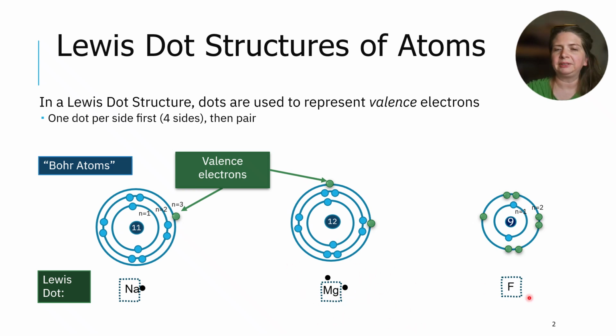Fluorine has 7 valence electrons. Begin by placing one electron on each side of the square before adding additional electrons to form pairs. The completed Lewis dot symbol has 3 sides with paired electrons and one side with a single unpaired electron.